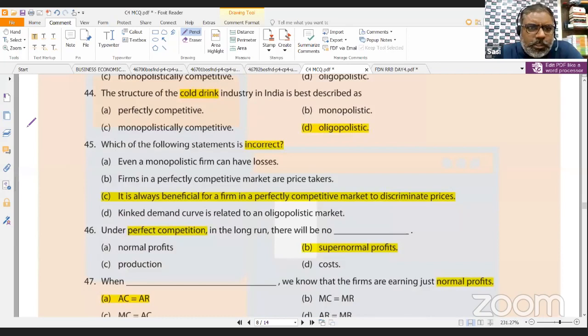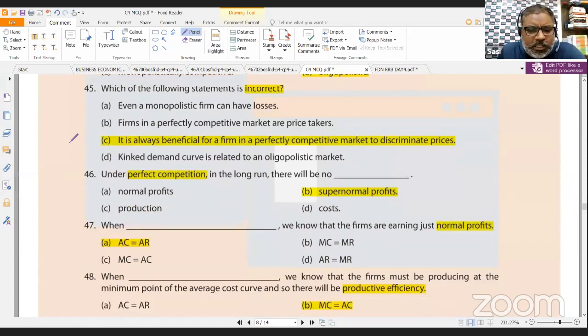Should not be answered, should not be asked also, ideally. Then the structure of the cool drink industry is one thing that also should not be asked, but at least it is oligopolistic. That is clear since we have only two, Coca-Cola and Pepsi. So for the 44th question, D can be the correct answer.